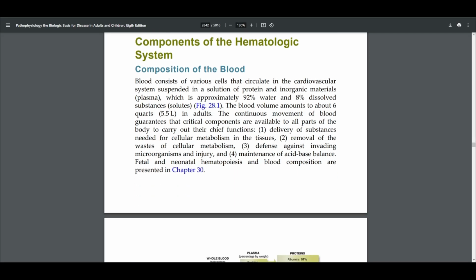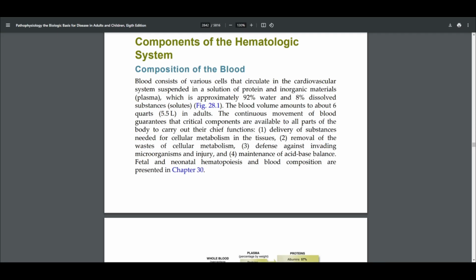So, components of the hematologic system. The composition of blood. Blood consists of various cells that circulate in the cardiovascular system suspended in a solution of protein and inorganic materials, which is approximately 92% water and 8% dissolved substances. The blood volume amounts to about 6 quarts, or 5.5 liters in adults.